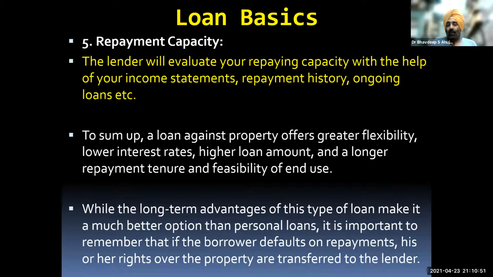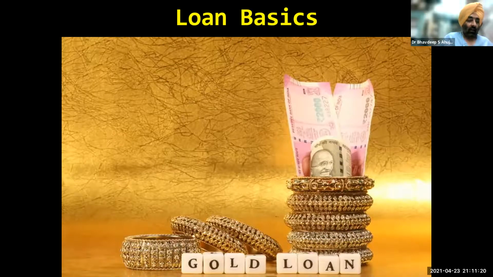So to sum it up, the loan against property will offer you great flexibility, lower interest rate, higher loan amount, and a longer repayment tenure. These are advantages over personal loans, surely. But if you default on paying back your EMIs, remember your property can be confiscated by the lender and transferred to the lender. So we end our session today here, and we will start from the gold loan in the next presentation.